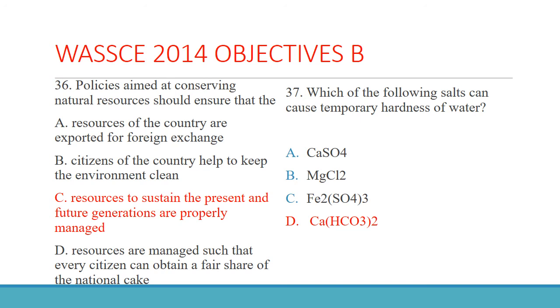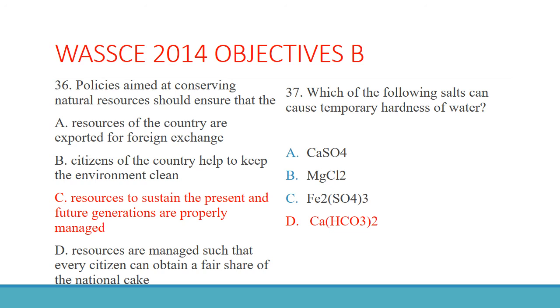Now, policies aimed at conserving natural resources should ensure that the resources to sustain the present and future are properly managed. And it's very important. So these policies about galamsey and all that should ensure that we conserve our natural resources, our trees, the river bodies. They shouldn't be polluted. Those coming after us, we have to think about them. So every policy that is against galamsey should take into consideration all these things.